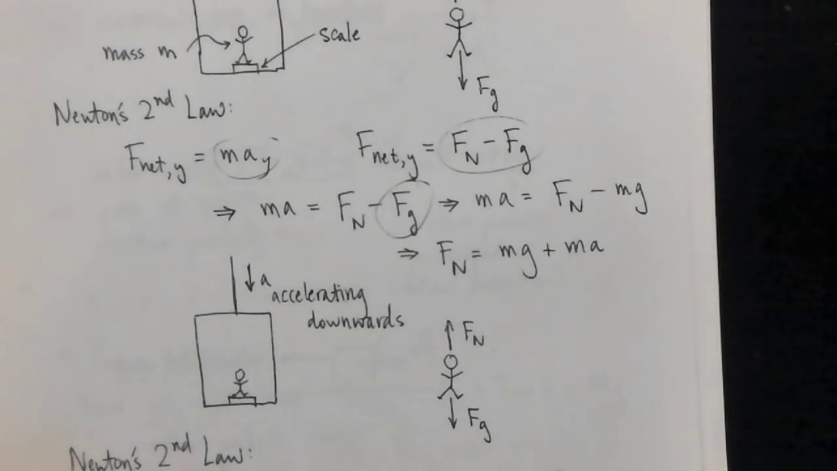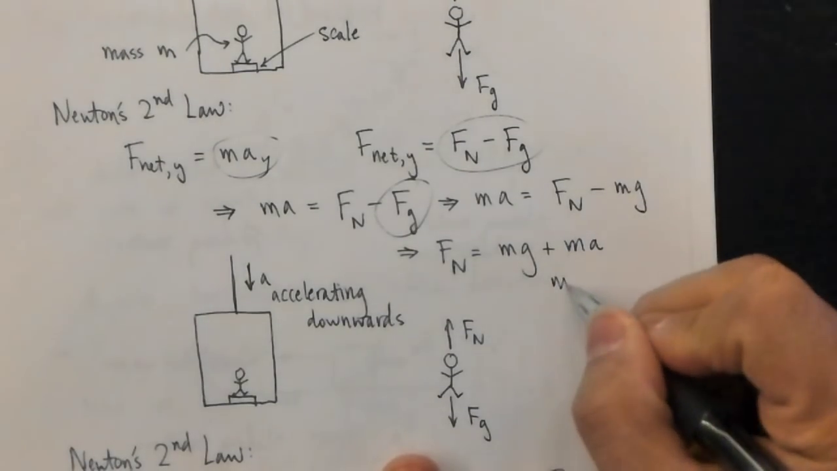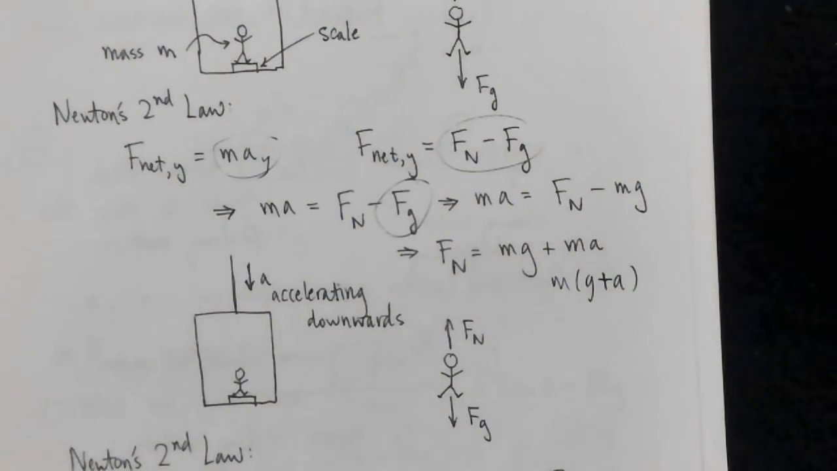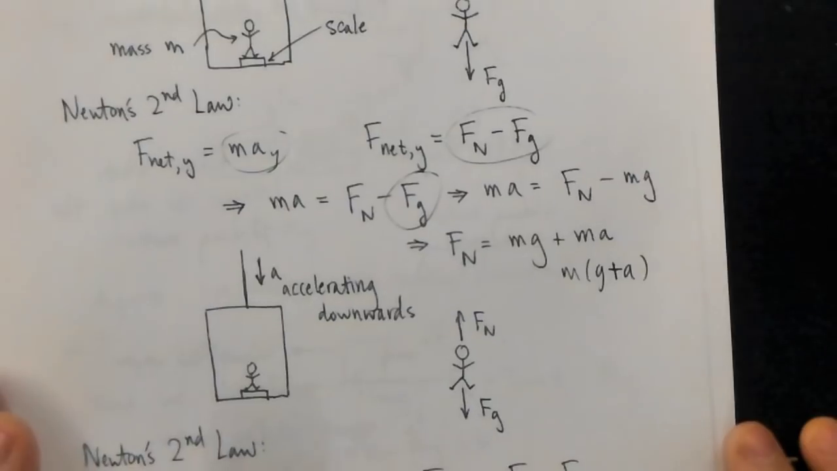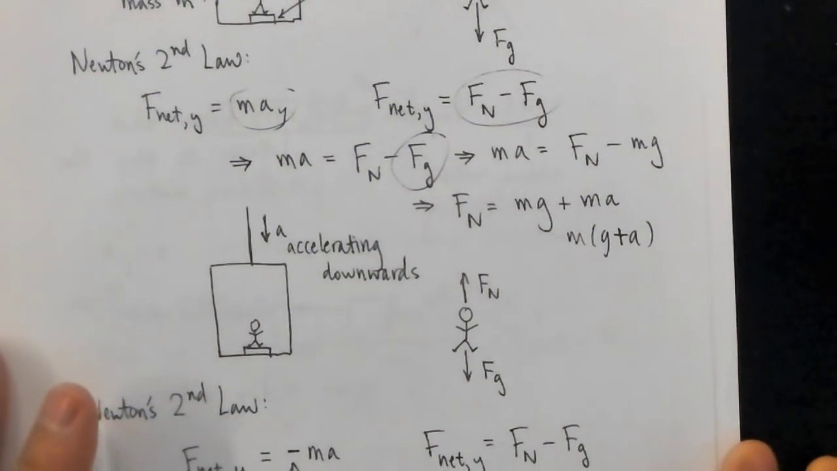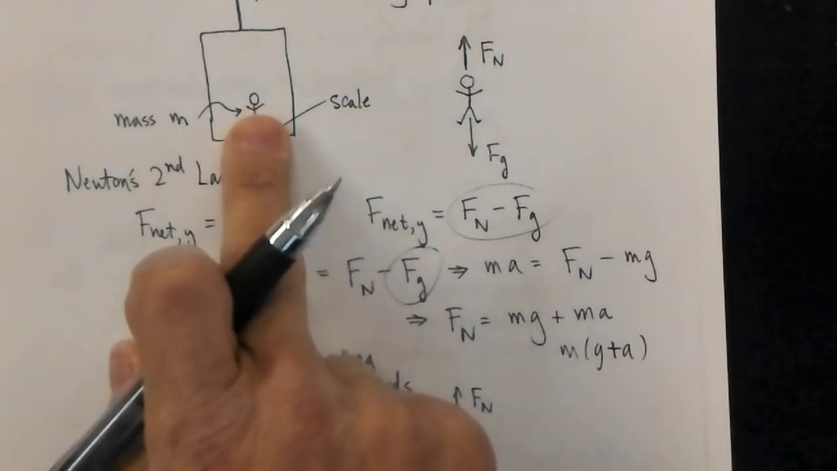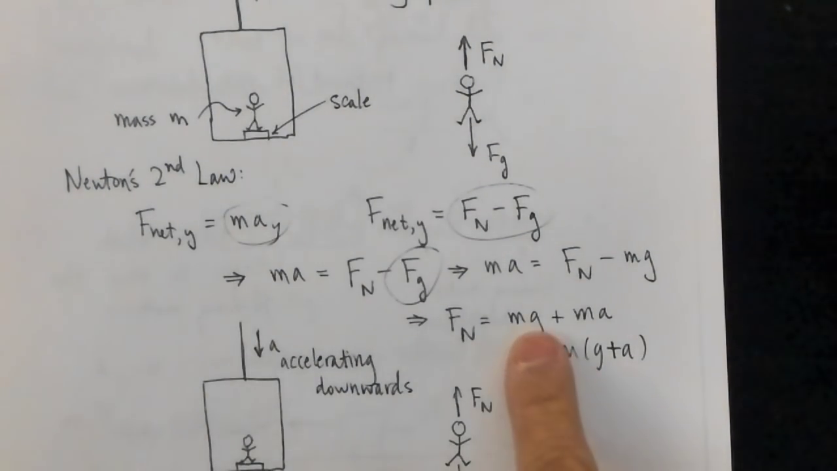Now, in your textbook, they like to say that, as a result, it looks like g is changed from g to g plus a, but you don't have to do that. Any questions about this? So the scale ends up pressing with a force that's greater than mg. It will be mg plus ma.